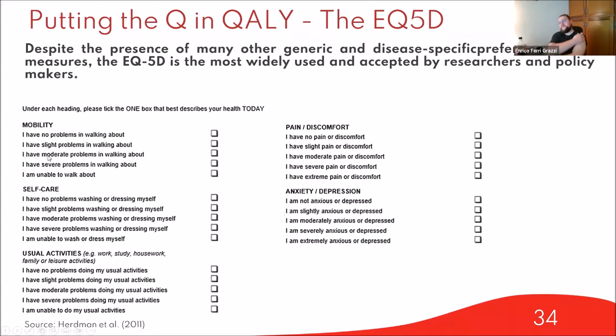So this is the EQ5D. I'm sure many of you are familiar with it. It has 5 dimensions: mobility, self-care, usual activities, pain, and anxiety, and it has 5 levels for each of these, ranging from no problems up until being unable to do something or having extreme symptoms. And this is a very, very simple questionnaire that allows us to estimate our quality of life at a particular point in time.